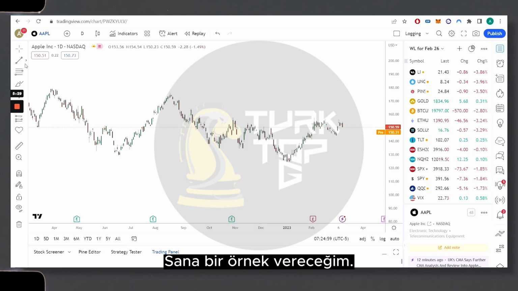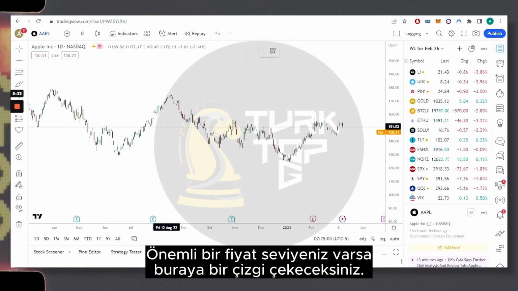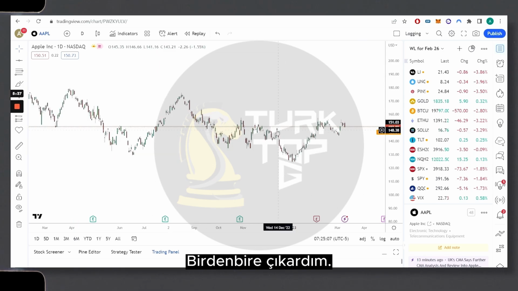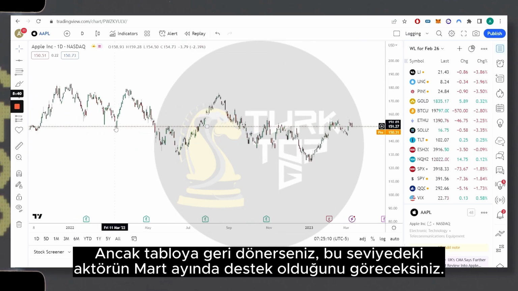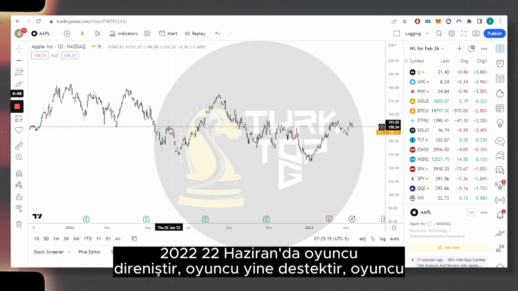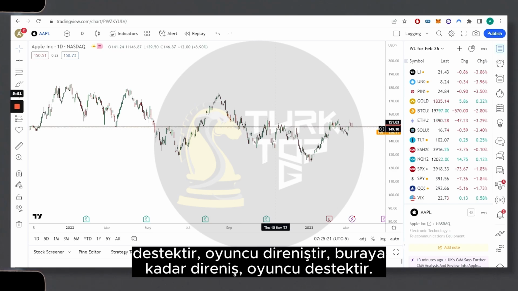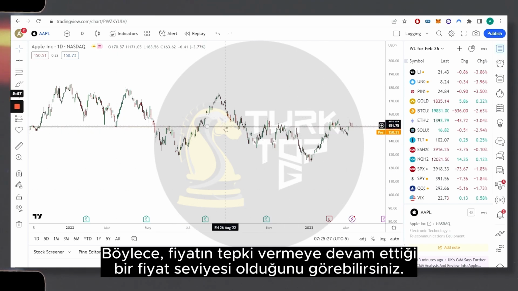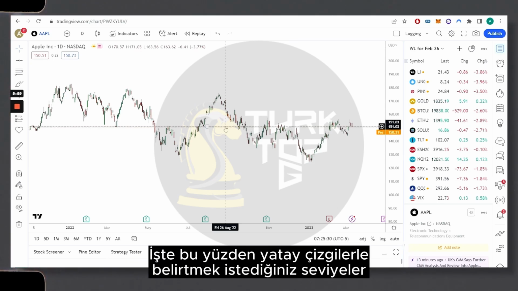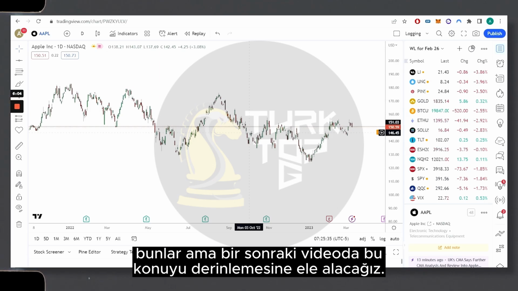So something like this, I'll give you an example. If you have an important price level, you will draw a line here denoting it. I just took it out of nowhere, but if you go back in the chart, you will see this level acted as support in March of 2022, acted as resistance in June of 22, acted as support again, support, resistance, resistance all the way here, acted as support. So you can see that's a price level where price keeps reacting. And that's why those are the levels you want to denote with horizontal lines. But we'll go in depth about this in the next video.